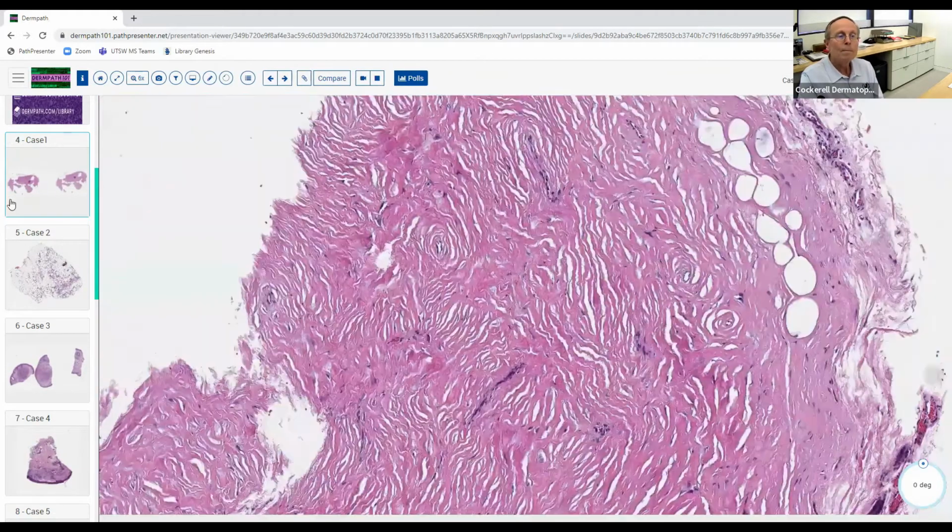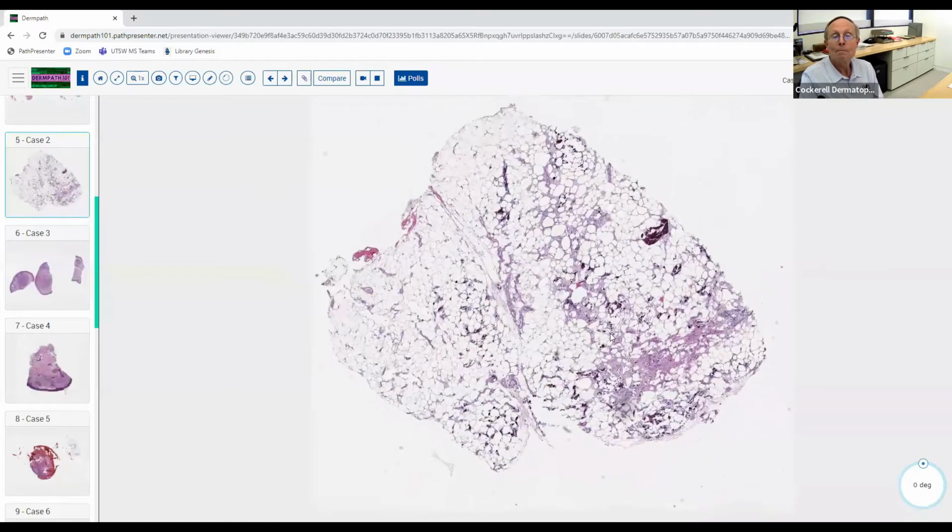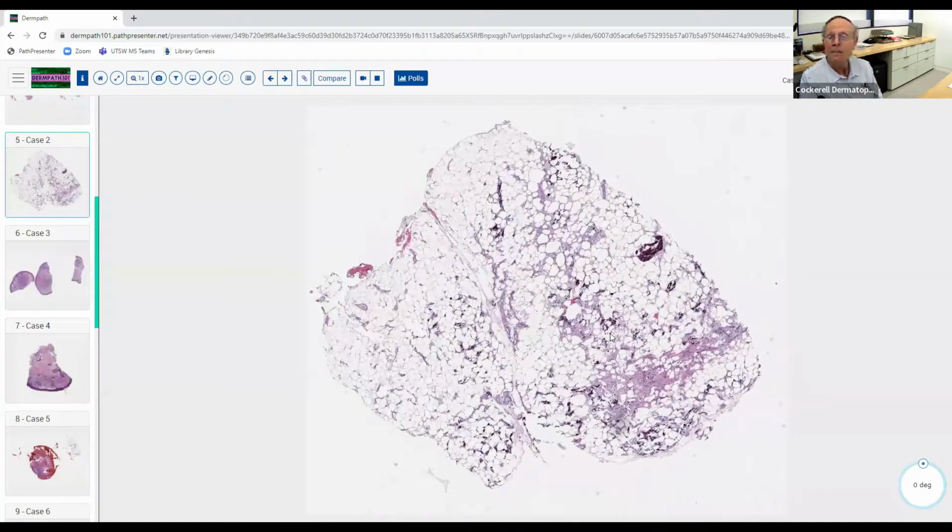So good. Let's move on to the next one. We've got all these really deep tissue biopsies for you surgical pathologists. We didn't want you to feel like we were just sending these little tiny shaved biopsies that we see in our lab every day.